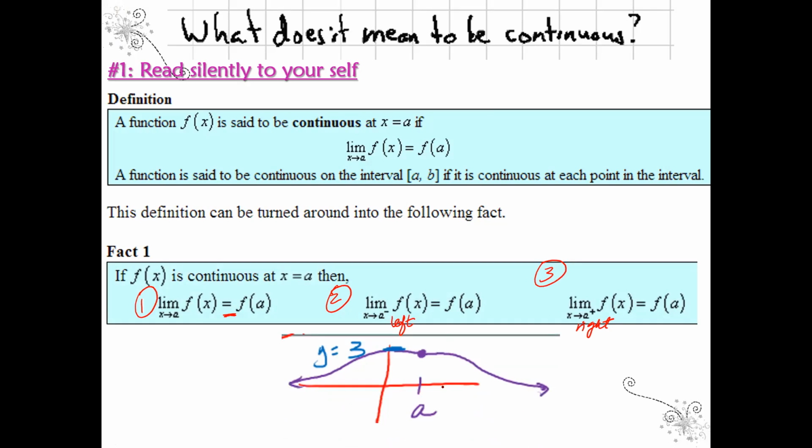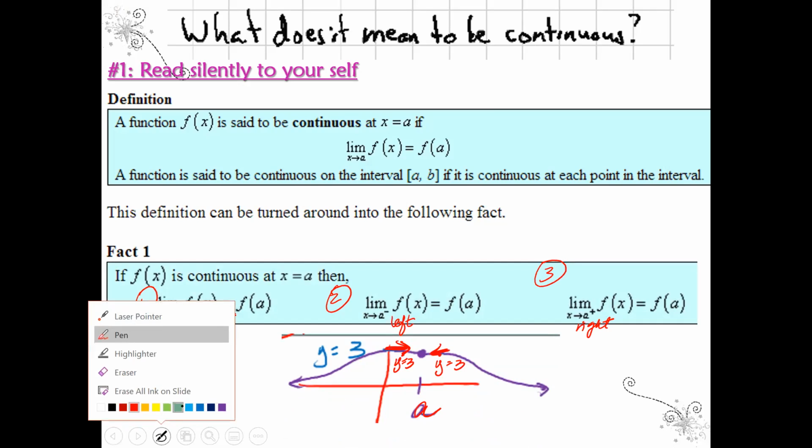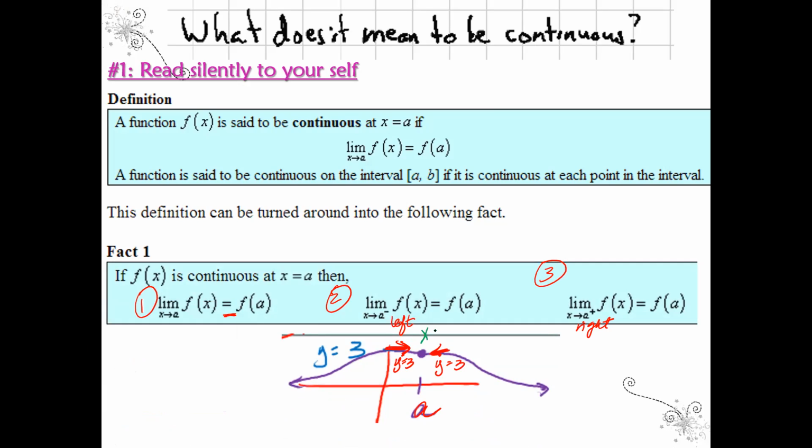So let's take a look at this right here, okay? Here is a. If I am approaching on the left side of this, it looks like y is 3. Okay, so y equals 3. If I'm approaching a on the right side, it looks like y equals 3 as well. And then simultaneously, as x is equal to a, which is right here, y is equal to 3.